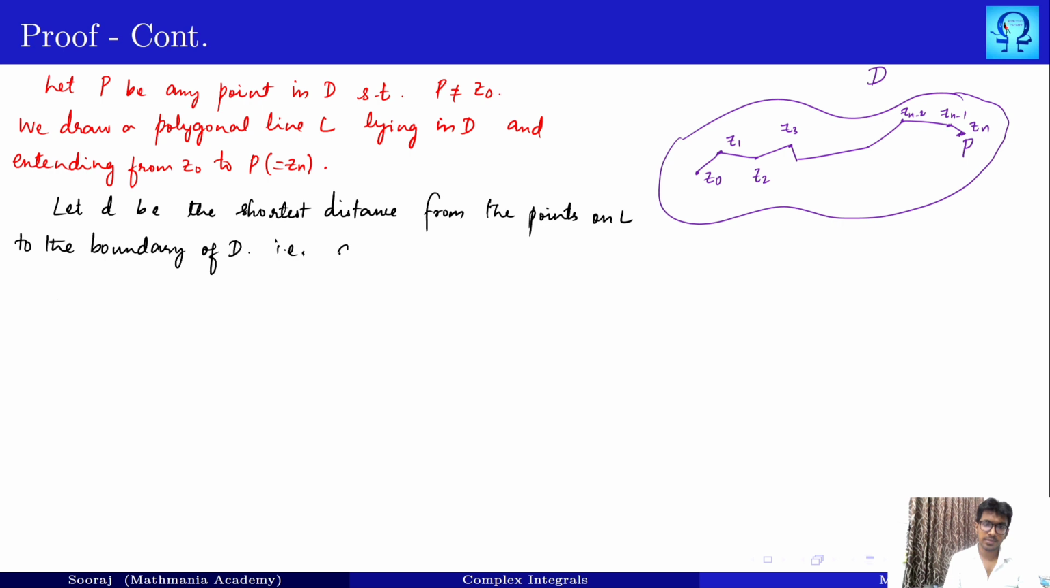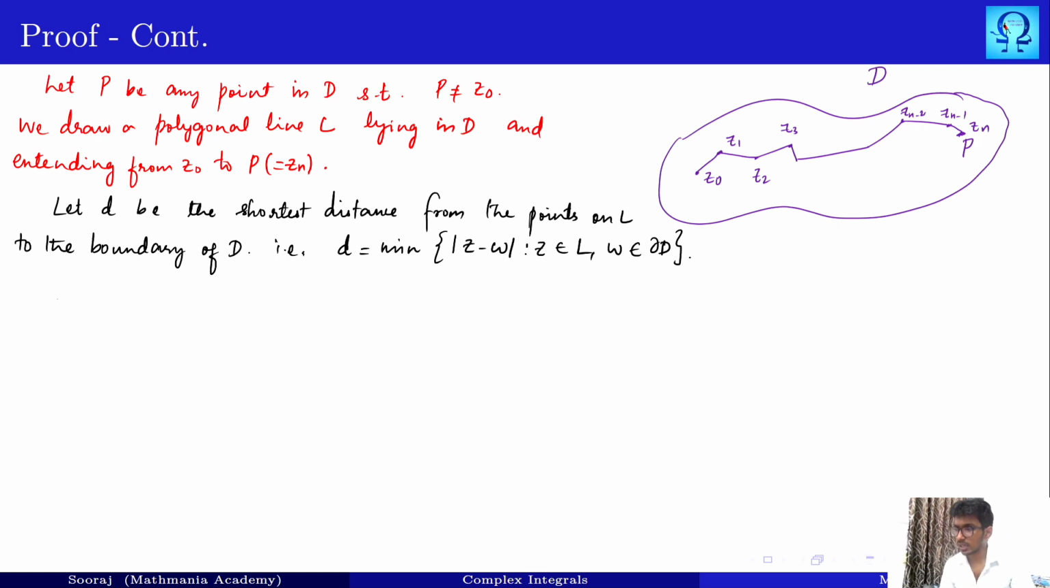In simpler terms, d is the minimum of the absolute value of z minus omega, where z is taken in L and this omega is taken on the boundary of D. Okay, so if you just understand the shortest distance without this notation itself, it is completely fine. We are not going to use these notations in the proof. Just for the understanding purpose I have given you these things, right?